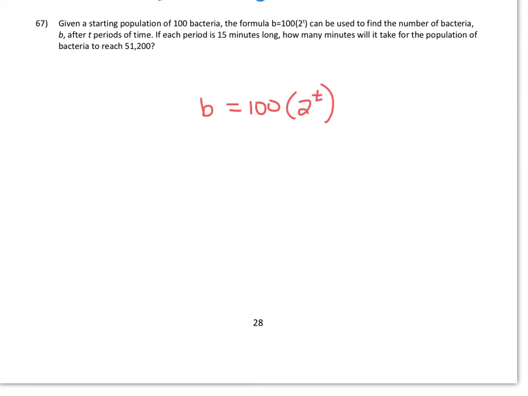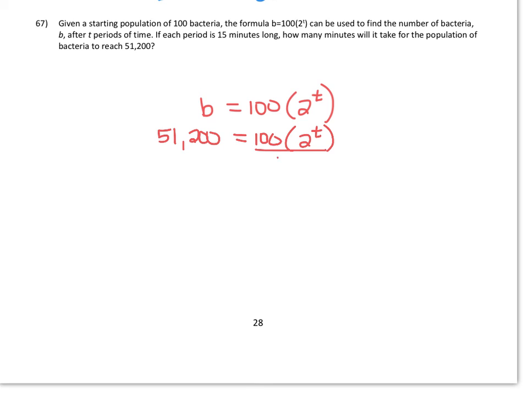And it does say if each period is 15 minutes long, how many minutes will it take for the population of bacteria to reach 51,200? Now, this might be a little confusing to you, but let's just take the formula they give us. Okay, t stands for the periods of time. How many time periods we're going to have. We don't know that. Okay, we need to find that. We want to know how long it is going to take for them to reach 51,200. So I'm going to plug in 51,200 for the left side of the equation. That's going to be the ending amount. And we're going to solve for the number of time periods that have passed.